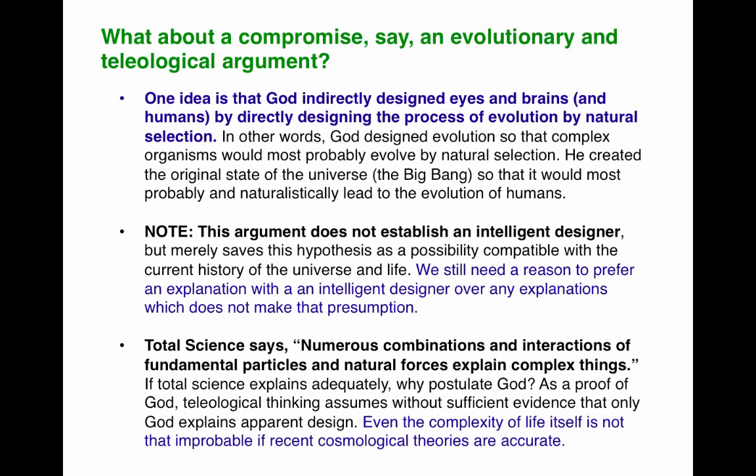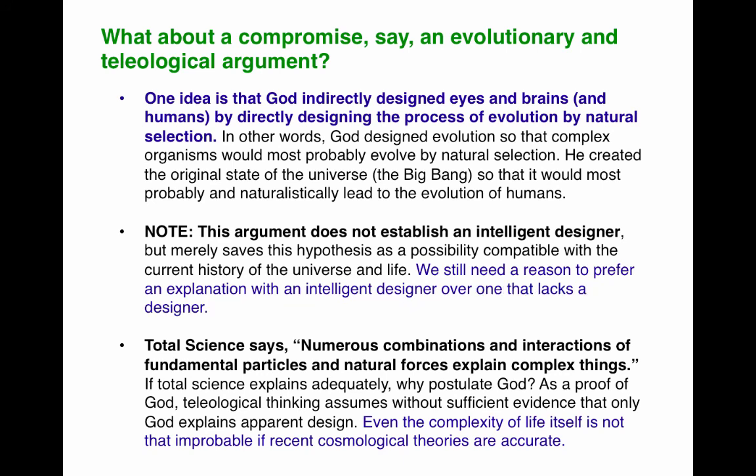What about a compromise, say, an evolutionary and teleological argument? One idea is that God indirectly designed eyes and brains in humans by directly designing the process of evolution by natural selection. In other words, God designed evolution so that complex organisms would most probably evolve by natural selection. He created the original state of the universe, the Big Bang, so that it would most probably and naturalistically lead to the evolution of humans.